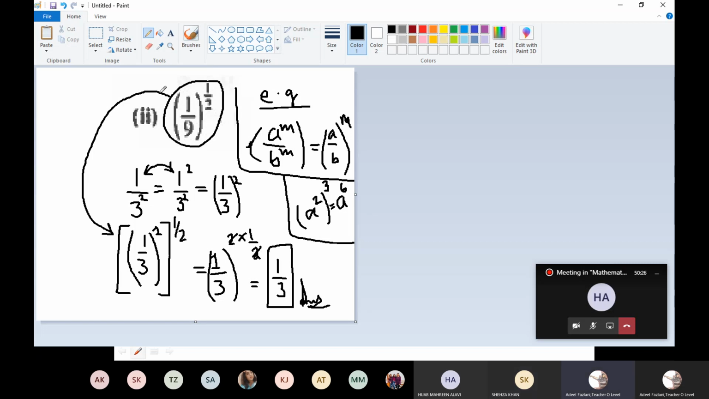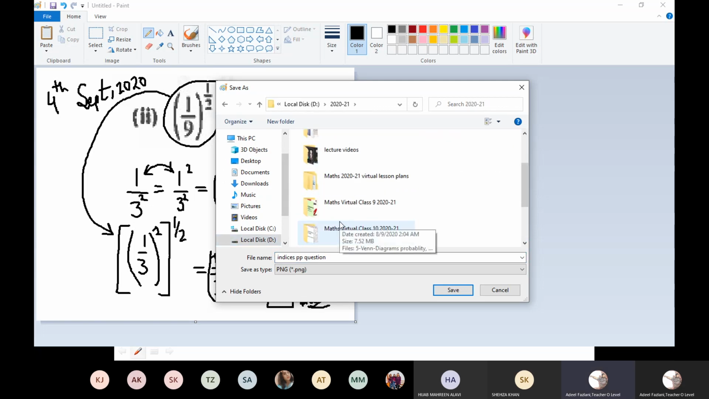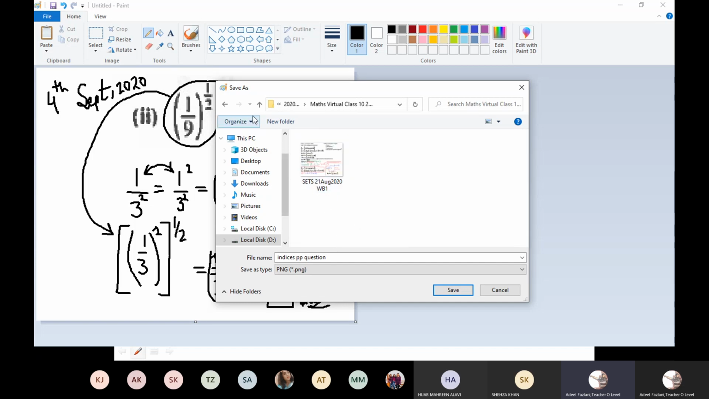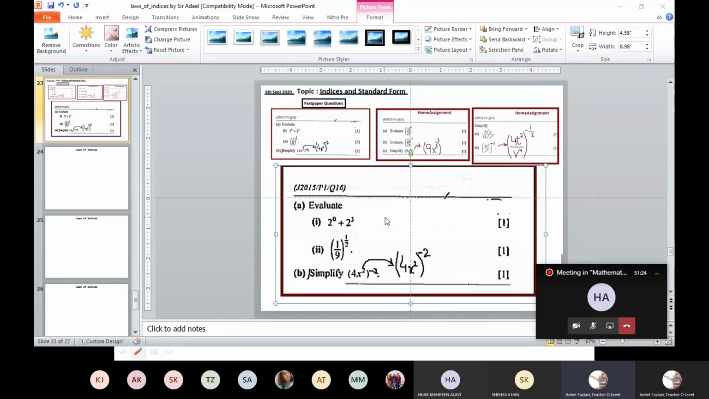Okay, now you do one thing. Take the picture of this. Since today is 4th of September, take the picture, and you also have to take the picture of the slide which I'm going to show you right now, because you have to perform a task. Have you taken the picture? Yes, sir. Okay, this is Indices. Let me save it in your class folder. I'm going to show you the slide, and you need to take the picture of this slide and get your work done at home.